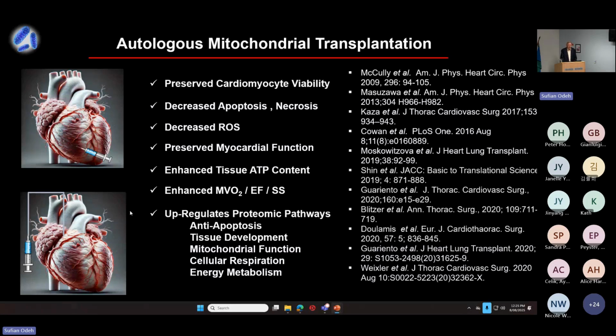And what we continuously find is we end up with preserved cardiomyocyte viability. We get decreased apoptosis and necrosis. We decrease reactive oxygen species with the mitochondria. And we preserve the myocardial function and tissue ATP, and you get an enhanced MVO2 and ejection fraction. And there's a bunch of proteomics that I'll show you again here that are increased with this. And this occurs early. You can see these changes as early as 15 minutes.